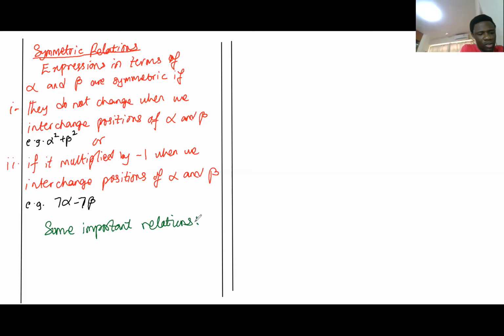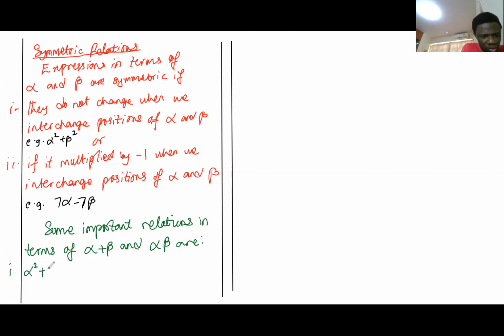First, I'll write the 3 here. How can we write some important symmetric relations in terms of alpha plus beta and alpha beta? The first one, we want to see alpha square plus beta square. Maybe I'll put it this way: I write the 3 first.